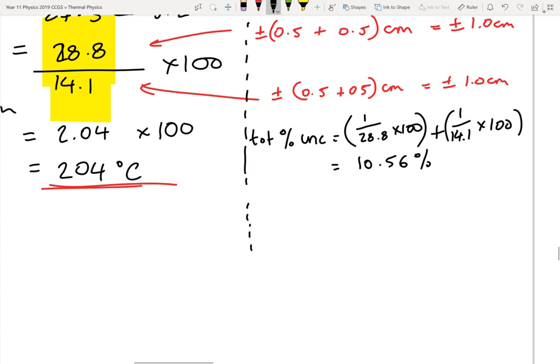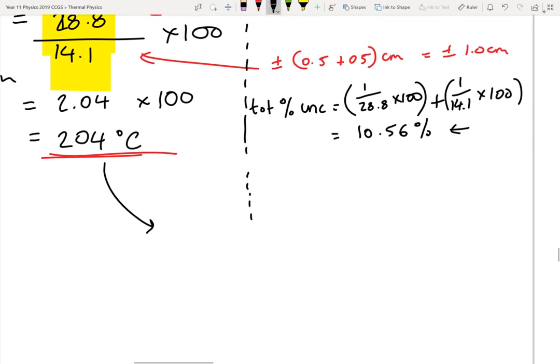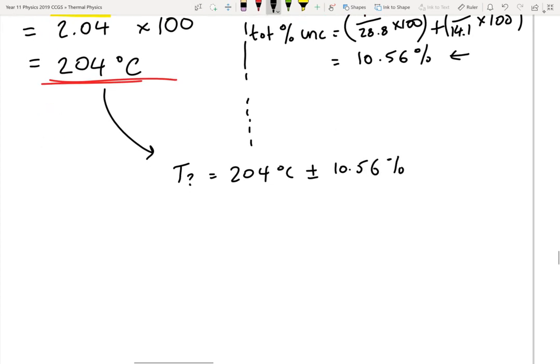Okay, so again, when you're combining your uncertainties, it's okay to have a little. You could go to 3 sig fig when we're combining our uncertainties, because remember at the very end we're going to round it to the same precision of our measurement. Okay, so this is our percentage uncertainty. We now need to express this 204 plus or minus degrees Celsius plus or minus 10.56%. We're then going to convert it to an absolute uncertainty.